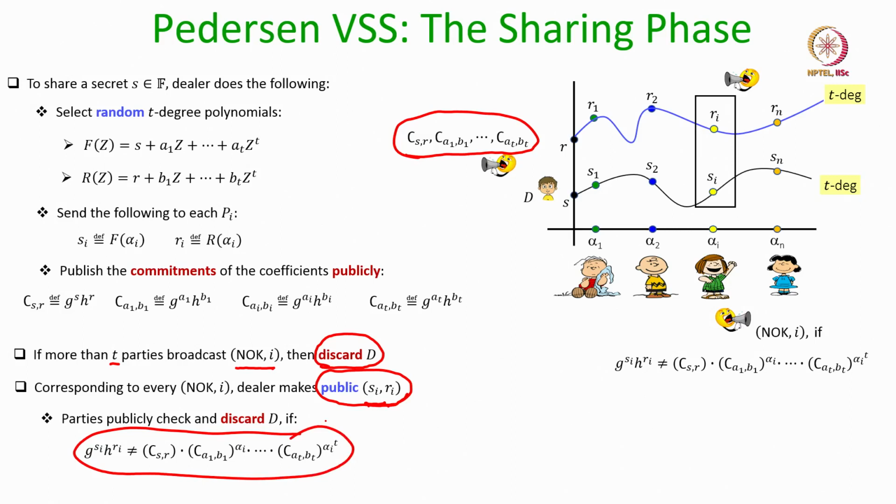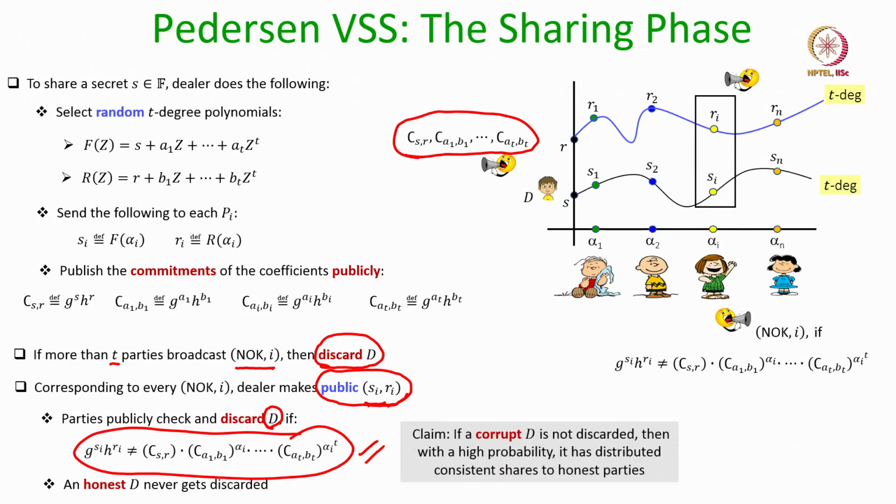If the check fails, that means again the dealer is corrupt and it is safe to discard the dealer, because if the dealer is honest, then the complaint would have been made by a corrupt Pi only, and an honest dealer will make public the right Si and the right Ri values. So, this test will always pass for an honest dealer when it is done publicly, and as a result an honest dealer will never get discarded.